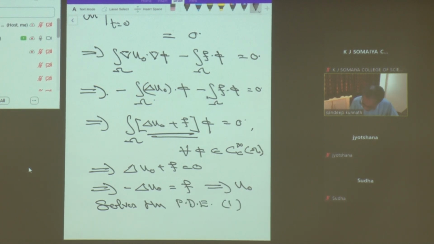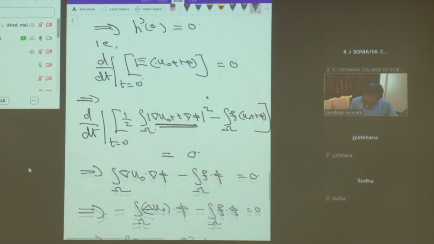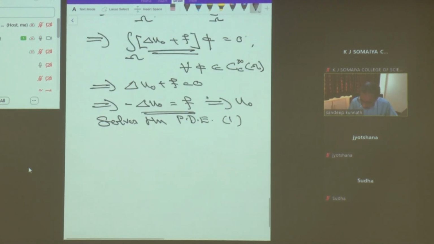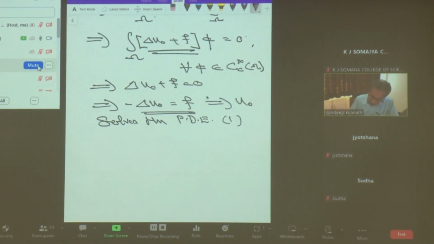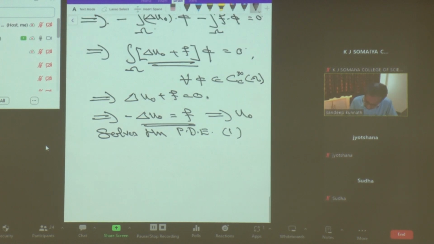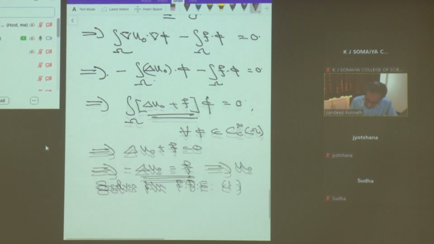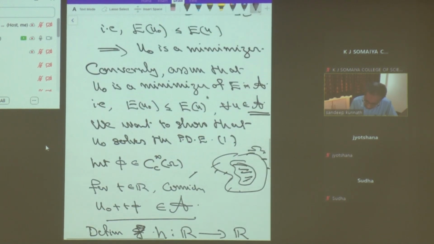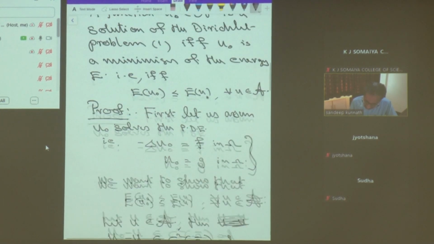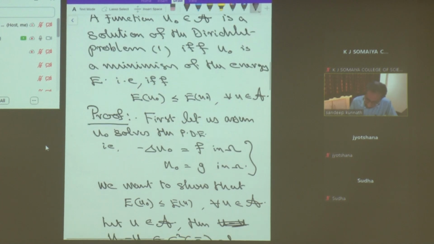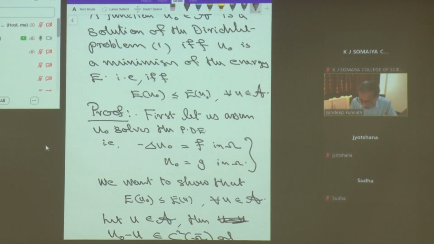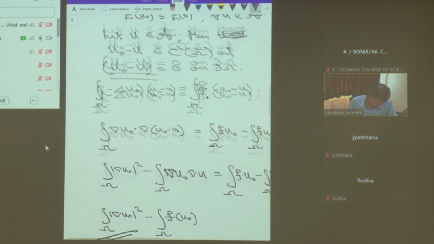Dirichlet problem says that Laplacian of u naught is equal to f, and also you should have u naught equal to g. Since u naught is in the class script A, these are all functions which are C2, and that is going to be equal to g on the boundary. Okay, so this proves the Dirichlet principle. So what is the Dirichlet principle? Let me just recall once again. It says that u naught solves the partial differential equation or the Dirichlet problem if and only if it's a minimizer of the energy.